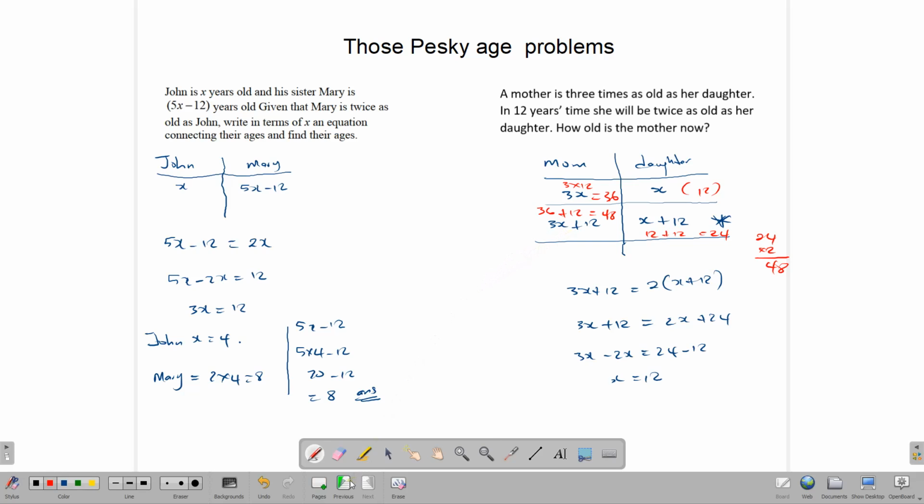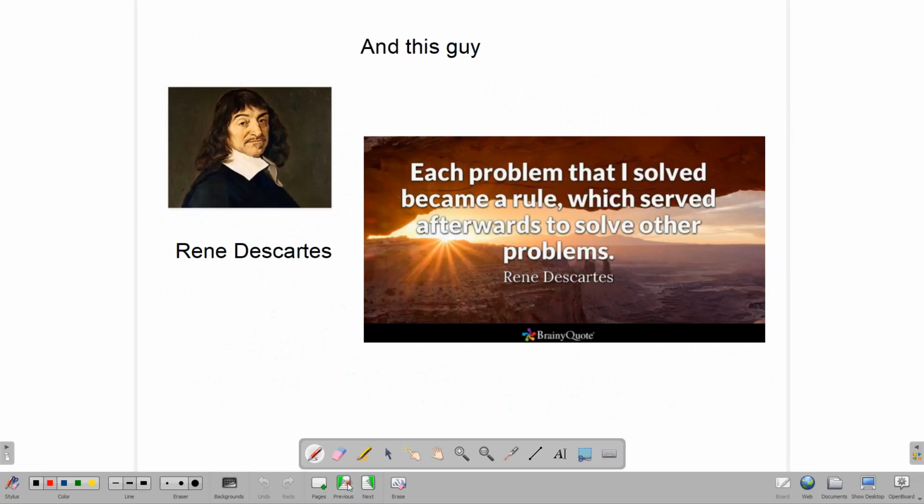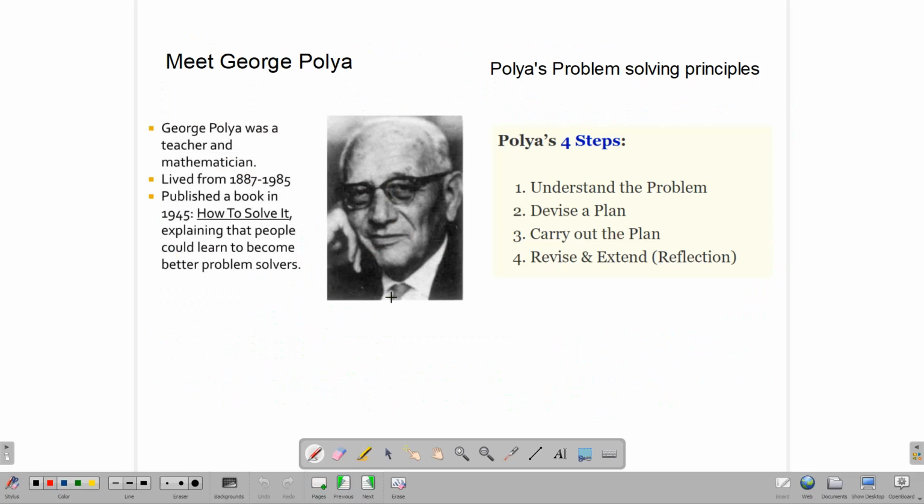Let's go back to Polya. There are many times when you will read a question and it will not make sense. Read it again and again and again. Read it until you think you understand it. And once you understand the problem, make a plan to solve that problem. Then you carry out the plan. And then you revise and extend and reflect on what you found.